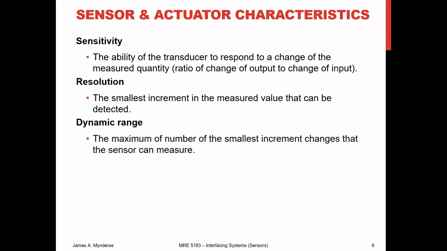So things that you might use in order to classify. You might talk about the sensitivity, which is the change in output compared to a change in input. We think about sensitivity as being something that we care about a lot with sensors. Also resolution, the smallest increment that you can detect. We're going to talk about that when we talk about analog versus digital sensors. And then dynamic range, how many of these small increments can we actually deal with?